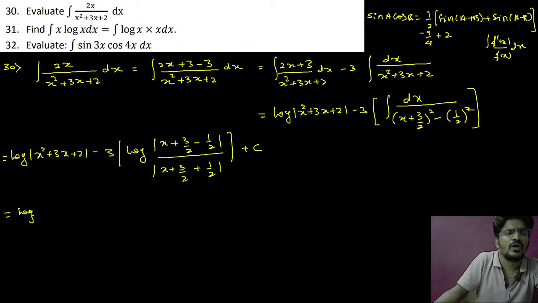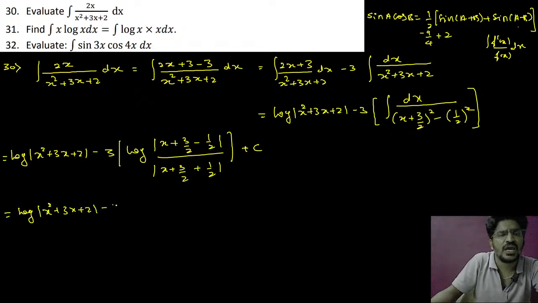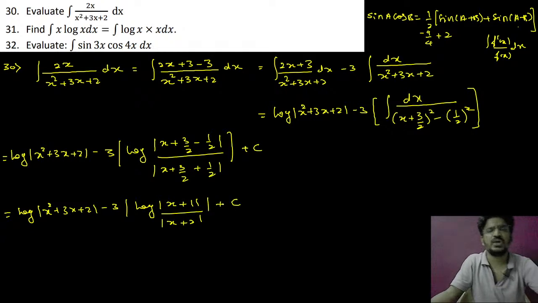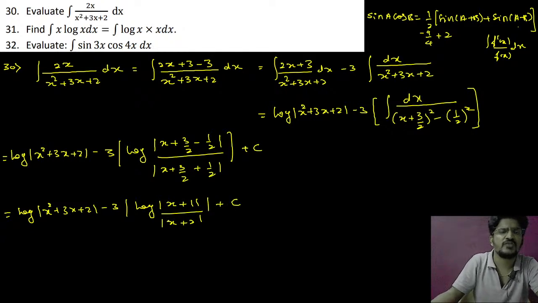Therefore, log of mod of x square plus 3x plus 2 minus 3 times log of, you can just see, 3 by 2 minus 1 by 2 is 2 by 2. So 2 by 2 is nothing but 1. That is mod of x plus 1 divided by 3 by 2 plus 1 by 2 is 4 by 2. 4 by 2 is nothing but 2, plus c is your answer. Okay. So therefore, this is your required answer.